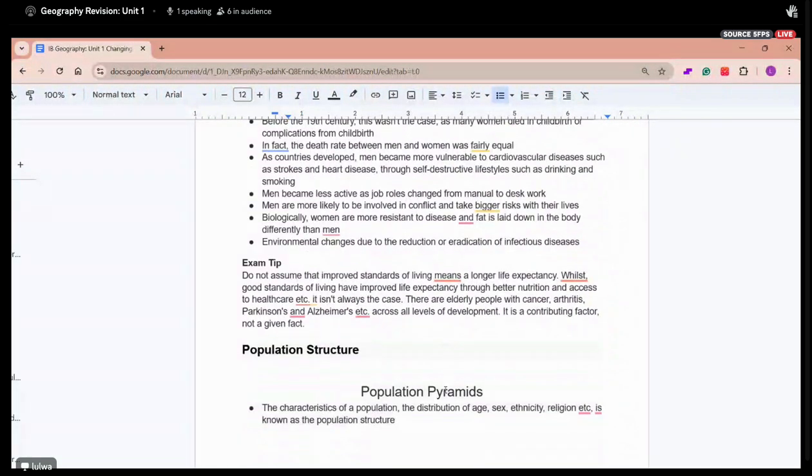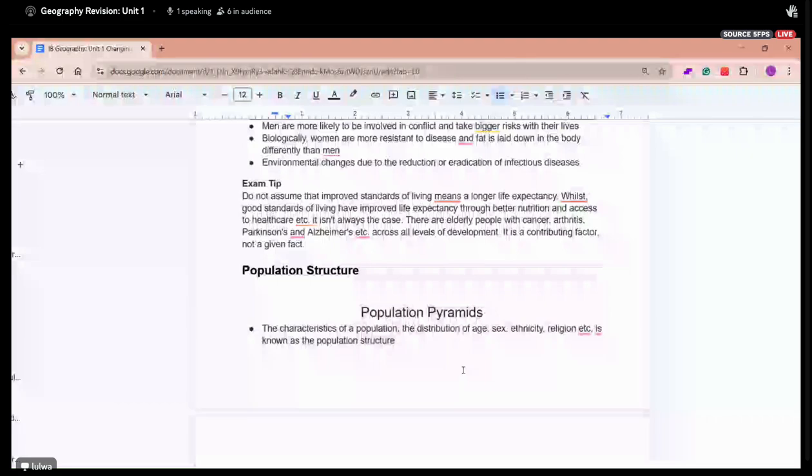And an exam tip: do not assume that improved standards of living means a longer life expectancy. While good standards of living have improved life expectancy, there are always elderly people with cancer and arthritis. So, like we're saying, don't assume that standards of living immediately mean longer life expectancy. There are other factors, such as illnesses and elderly health conditions, that also impact the life expectancy of a country.